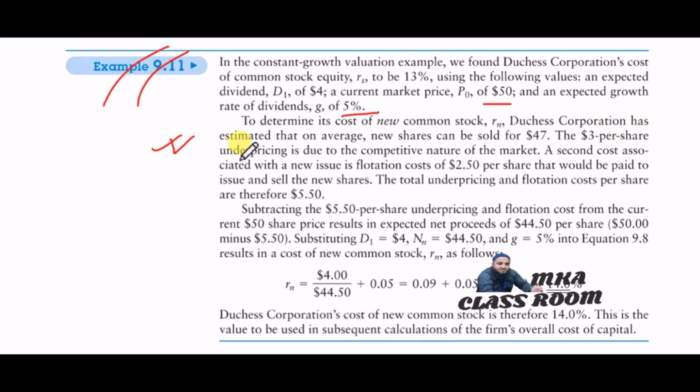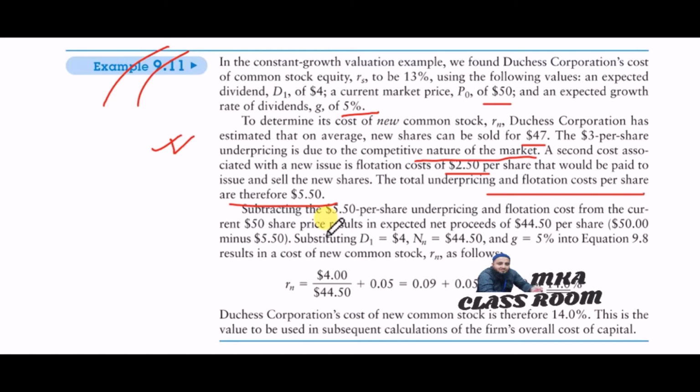Deuces Corporation has estimated that an average new share can be sold for 47 taka, a 3 per share underpricing due to the competitive nature of the market. A second cost associated with the share is a flotation cost, which we have discussed in previous classes, that is 2.5 per share to be paid for the issue and sale of new shares. The total underpricing and flotation cost per share is therefore 5.50.